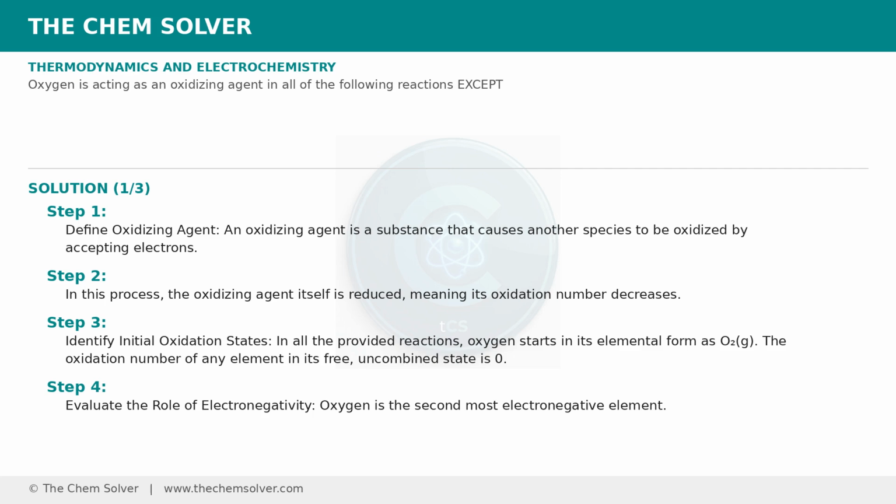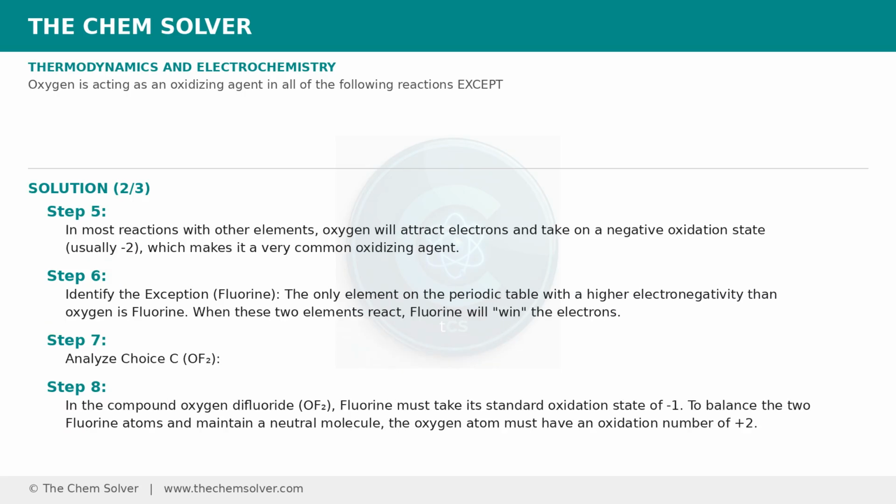Evaluate the role of electronegativity. Oxygen is the second most electronegative element. In most reactions with other elements, oxygen will attract electrons and take on a negative oxidation state, usually -2, which makes it a very common oxidizing agent.